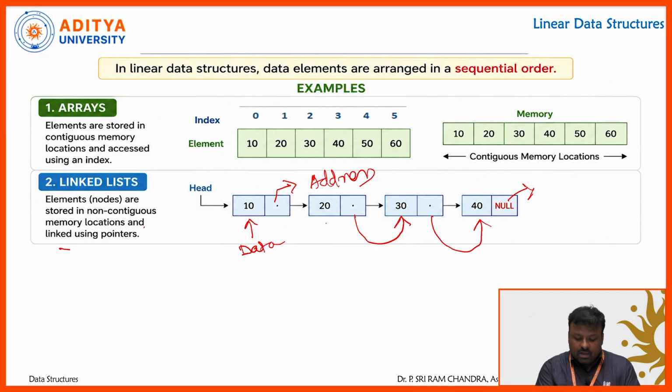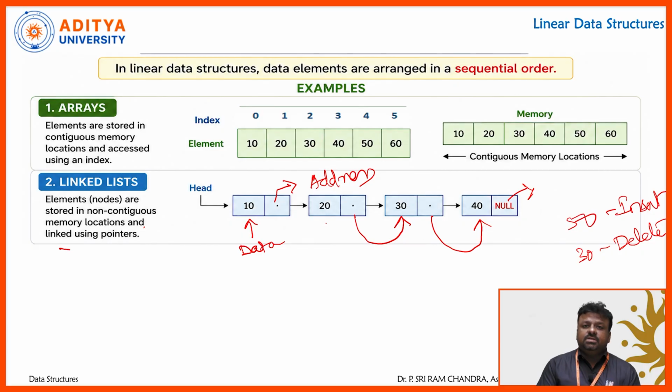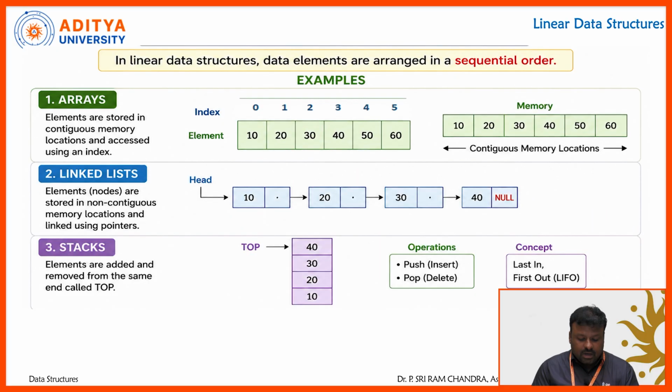Here, wherever you want to insert 50, you can insert 50. If at all you want to delete 30, that is also easily possible in a linked list. And another limitation of the linked list is, what if accessing should be very fast? Accessing is a little bit slow in a linked list. So that's why we have gone to the stacks now.